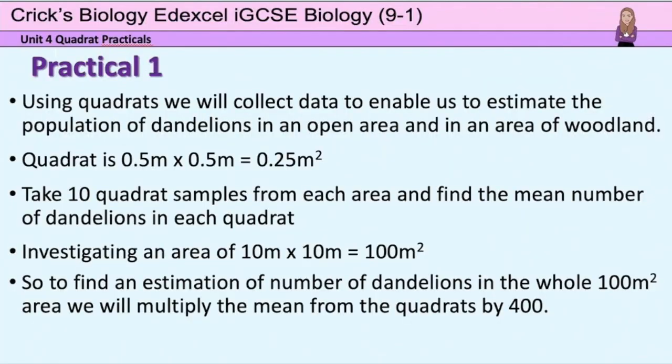I'm using a 1/4 metre squared quadrat. I will take 10 samples in each area, then add up the total number of dandelion plants found in those 10 quadrats and divide by 10 to get the mean number of dandelions in a 1/4 metre squared. Then, because I've marked off an area which is 100 metres square, I will multiply the mean by 400 to give a good estimate of the total number of dandelions in the area.